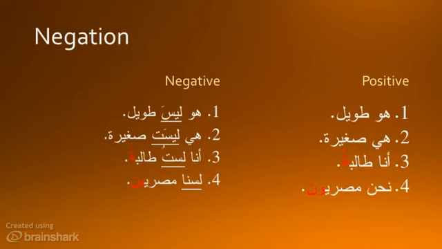This negative word is not the same in every sentence. It changes depending on the subject of the sentence. Hiya saghira. Hiya laysat saghira. Also, if the predicate is a noun, it will be in the accusative. Number 3. Ana talibatun. Ana lastu talibatan.